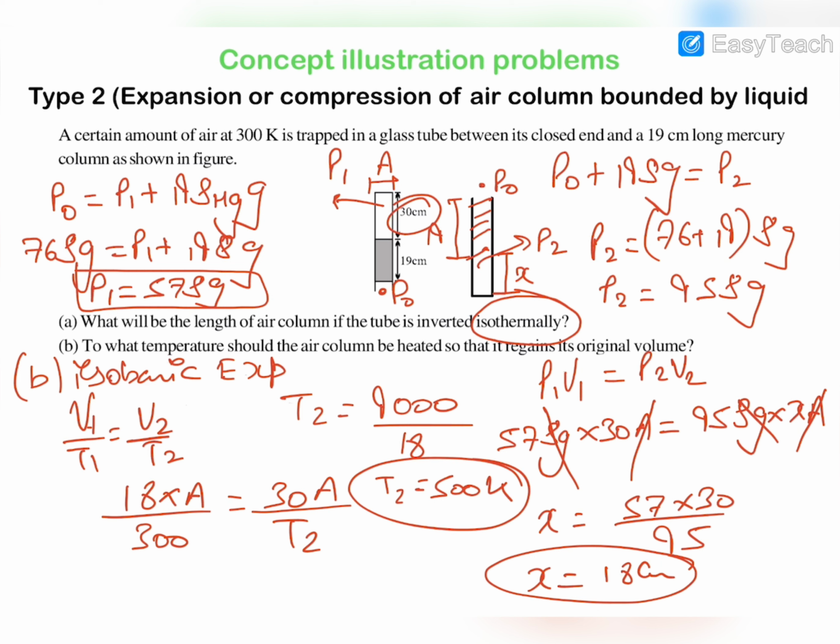And if we wish to find out the heat supplied in this process, then obviously we can use nCp delta T, because this is an isobaric process, so heat supplied would be nCp delta T. Now let's move on to the next question.